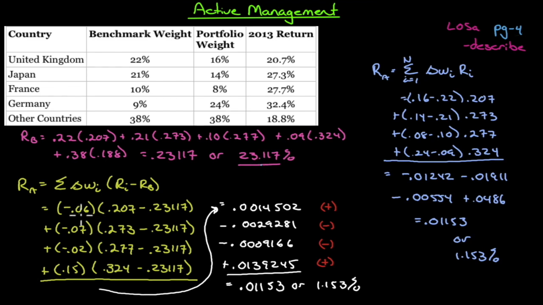So there we go. What is the active weight on the United Kingdom? 0.16 minus 0.22. It's a negative weighting. We underweighted, so we have a negative weighting. The next one is 0.14 minus 0.21, so that'll be negative 0.07, again an underweight. Here we have another underweight of negative 0.2, but here we're overweight by 0.15.